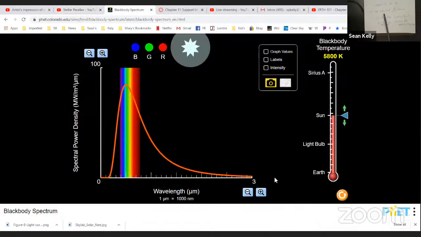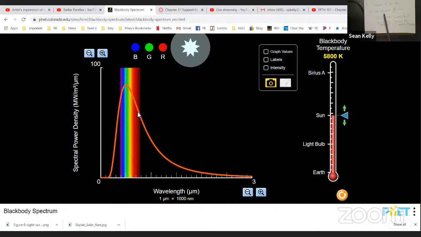Here it is, okay. And you might remember how this works. Here's our sun. So this is Wien's law. Where is the peak? Well, the peak depends on temperature. So for our sun, the temperature is about 6,000 Kelvin for the surface, 5,800, okay? And the peak is right here about in the green, okay?